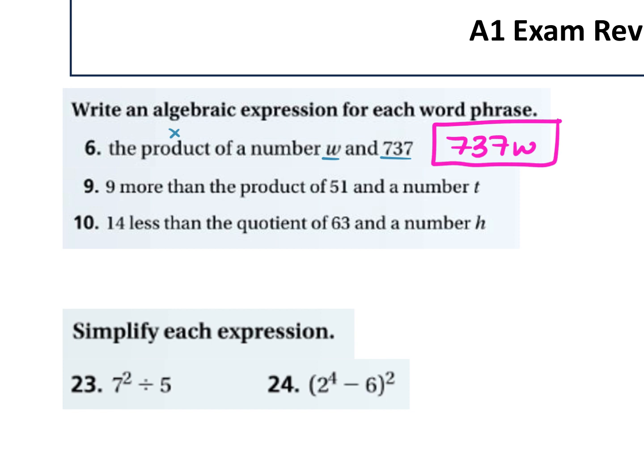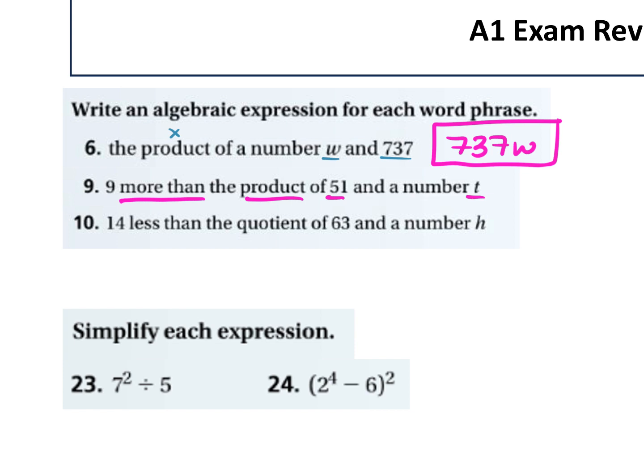All right, number 9. 9 more than the product of 51 and a number T. Do you remember more than and less than, what we said you always do with that? You swap them, right? Whenever you see more than or less than, we swap them. Now, one of them, it doesn't matter. Which one does it not actually matter if you swap them? More than, because addition is commutative. So you can add this way or you can add this way and it's fine. But with less than, you absolutely have to swap them, okay?